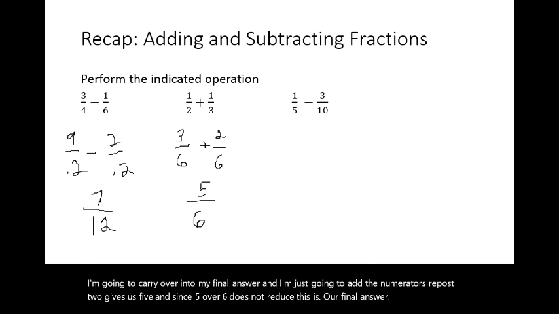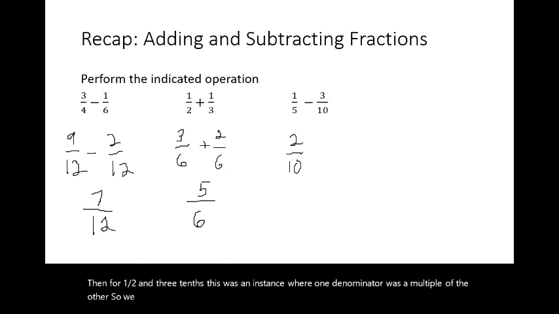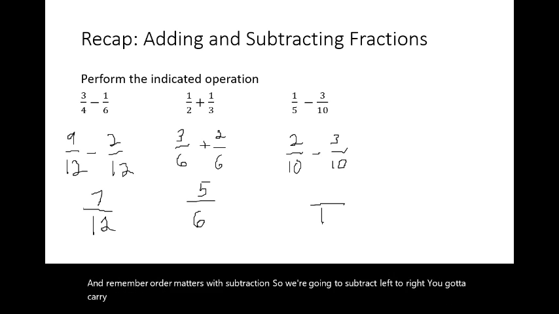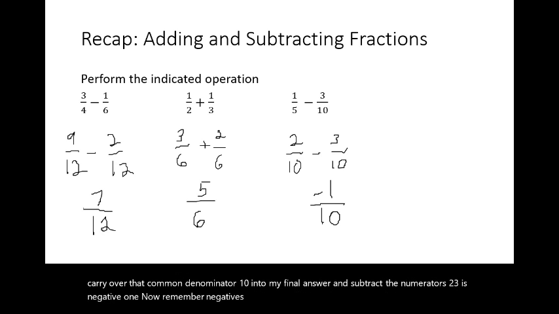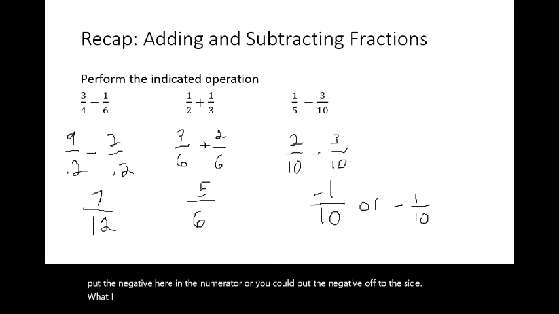Then for 1/2 and 3/10, this was an instance where one denominator was a multiple of the other, so we expressed them in terms of the common denominator, so that gave us 5/10 and 3/10. And remember, order matters with subtraction, so we're going to subtract left to right. I'm going to carry over that common denominator 10 into my final answer, and subtract the numerators. 2 minus 3 is -1. Now remember, negatives with fractions can go in a variety of places. You can put the negative here in the numerator, or you could put the negative off to the side. What I would avoid is putting the negative in the denominator, so either put it in the numerator or put it off to the side in the middle like this.